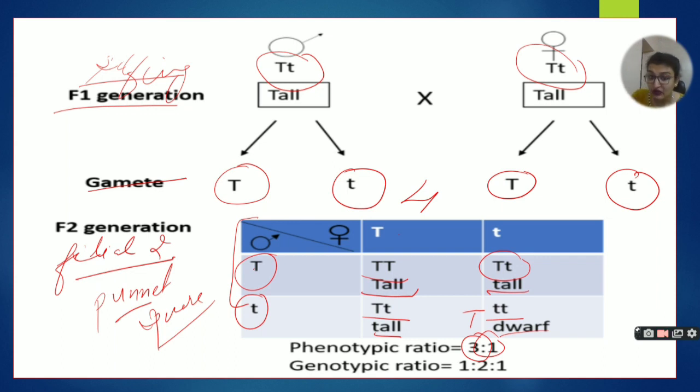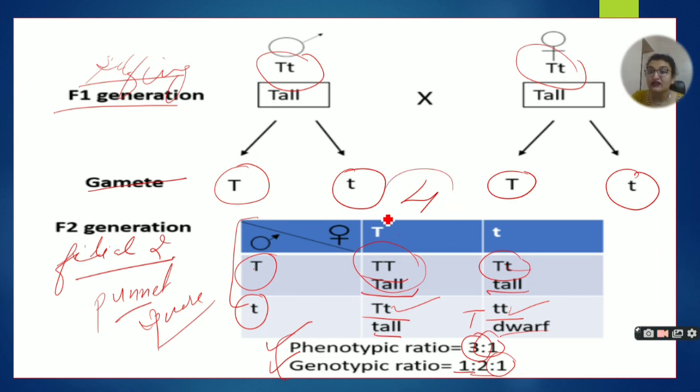Now, the next thing we talk about is the genotypic ratio. Out of these, 1 is homozygous tall. 2 are heterozygous, this is also heterozygous tall, and this is also heterozygous tall. Why? Because 2 different alleles are present together. So this 2 is for the heterozygous tall. This one again is for the homozygous dwarf. So the phenotypic ratio for a monohybrid cross is 3:1, whereas the genotypic ratio is 1:2:1.